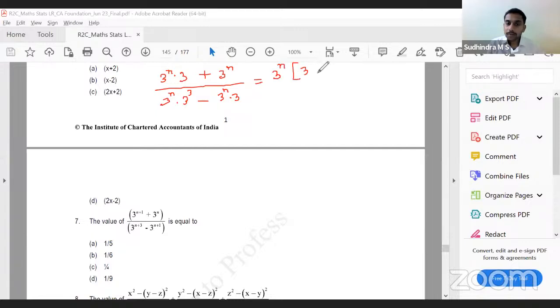I get 3 plus 1. Denominator, I can take 3 to the power of n common. I get 3 cube minus 3. 3 power n gets cancelled. 3 plus 1 is 4. 3 cube is 27. 27 minus 3 is 24. 4 ones are 4, 4 sixes are 24. You get 1 by 6. 1 by 6 is the answer.